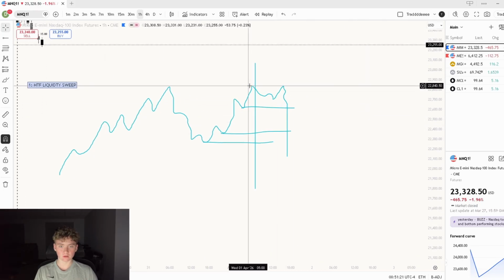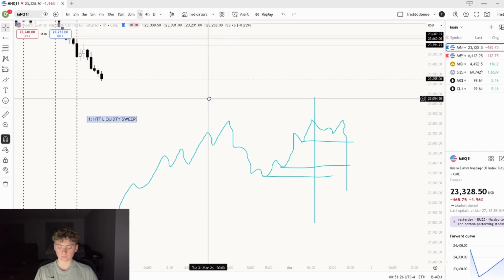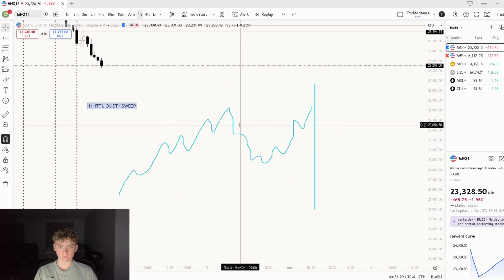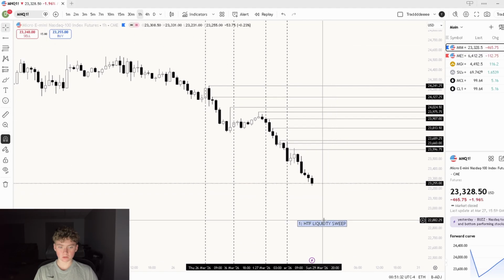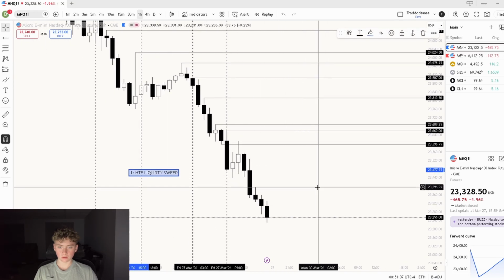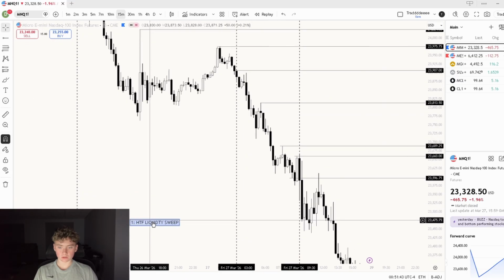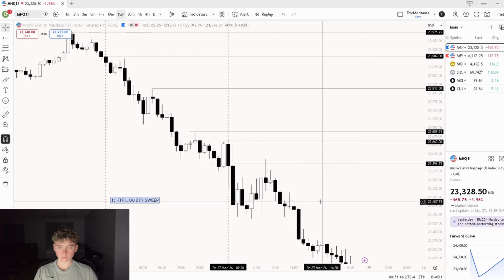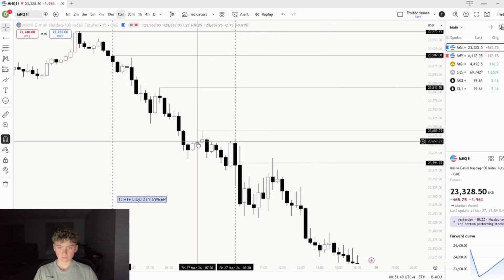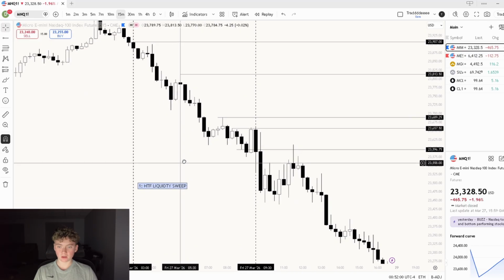And I want to see this on high time frames. So 30 minute, 15 minute, 1 hour. Okay, so on Friday, we took out this 15-minute high right there. With this market open candle, we took out that 15-minute high. So we have our high time frame liquidity sweep.